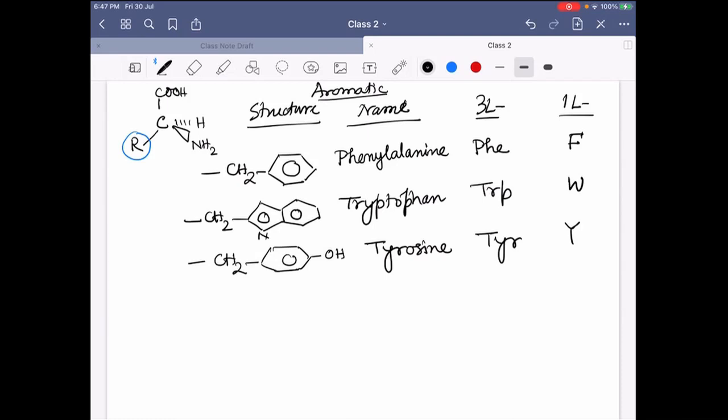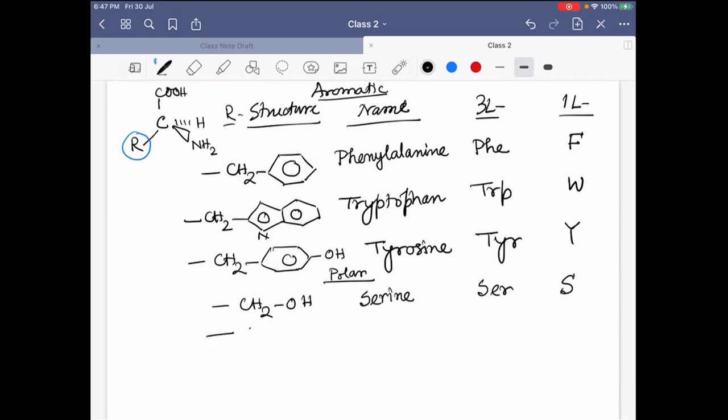So these are the three different aromatic compounds we can have. Then come some of the polar systems. One of the beginning ones has CH2OH as the structure of this R group. I'm drawing CH2OH, an alcohol group. The name is serine, three-letter code SER, one-letter code S.